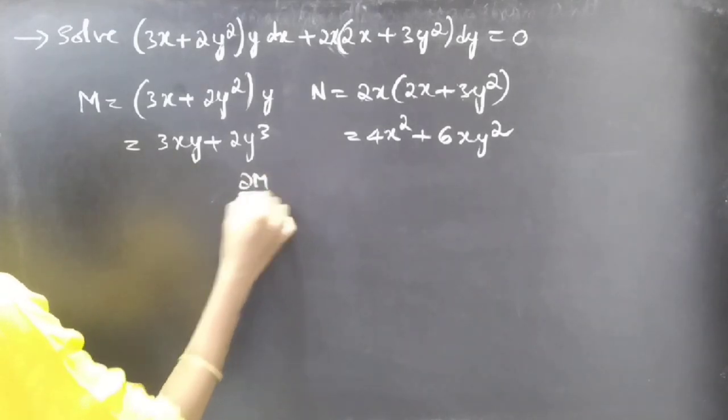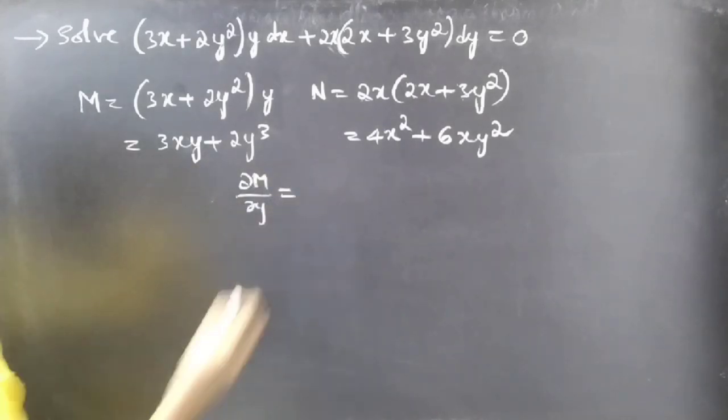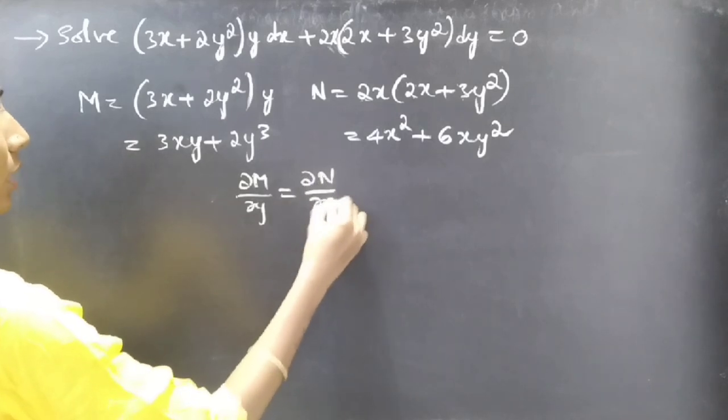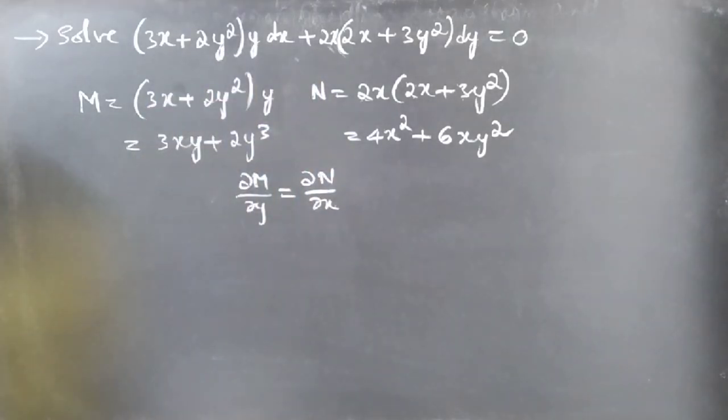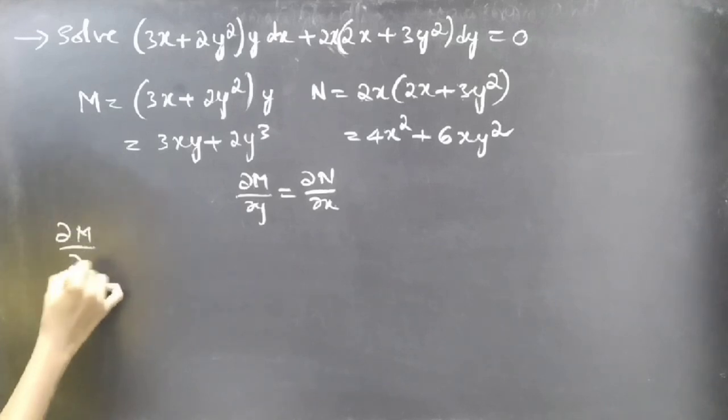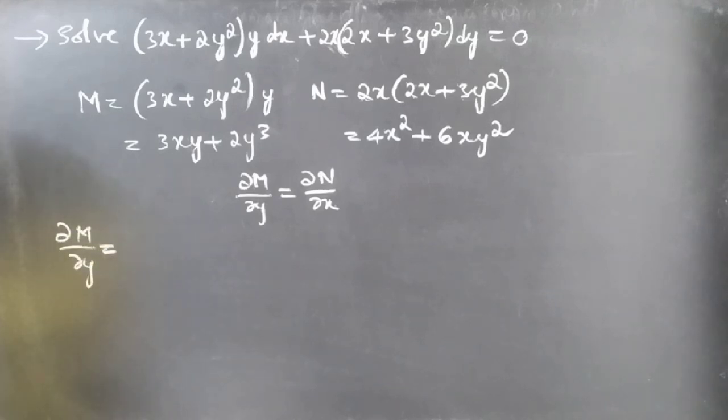If partial derivative of M with respect to y equals partial derivative of N with respect to x, then we can say that the given differential equation is exact. Let's check. So we'll find partial derivative of M with respect to y, treating x as constant, right?